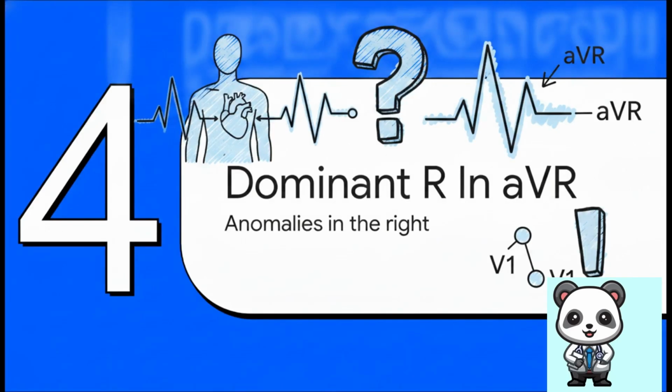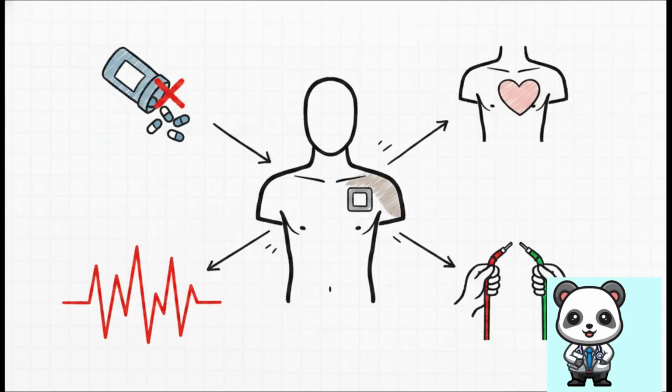Section 4. Dominant R in AVR. Let's switch gears to the right shoulder lead. The list of suspects here might be shorter than V1, but man, it packs a punch. We're talking life-threatening sodium channel blocker poisonings like tricyclic antidepressants, or TCAs. We've also got dextrocardia and ventricular tachycardia, where those abnormal wide complexes will often just shoot straight up in AVR. And finally, we have simple human error, putting the leads on wrong.